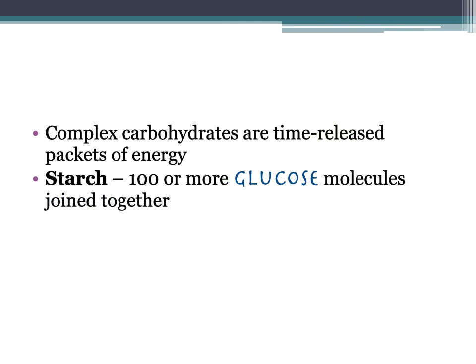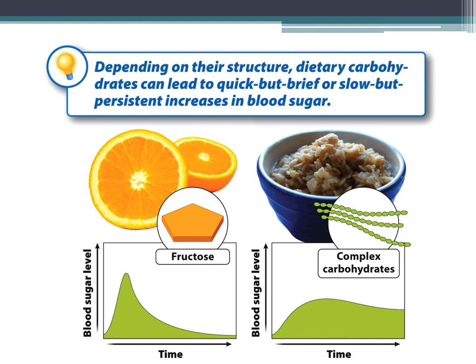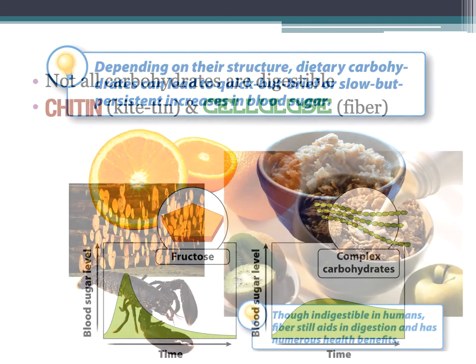If you want to store them, you can store them in larger complex molecules like starch, which is 100 or more glucose molecules joined together. That is, starch is a polymer, glucose is a monomer. Here are some others. Fructose is a simple sugar, and this is a complex one. I guess it's oatmeal. Looks like oatmeal. It's a long chain of starch, so that's a polymer.